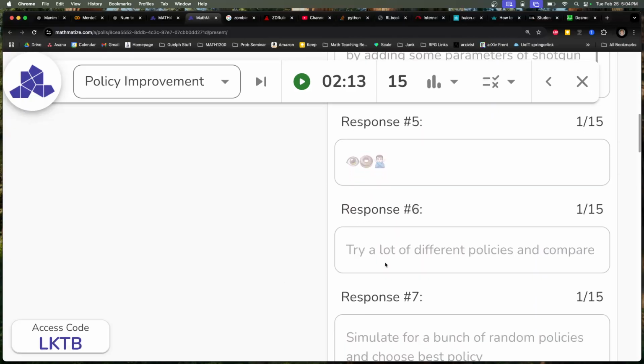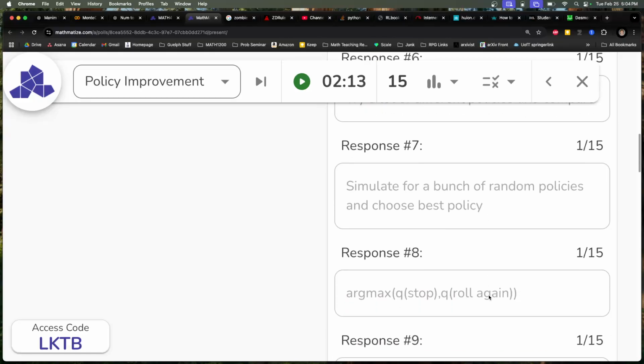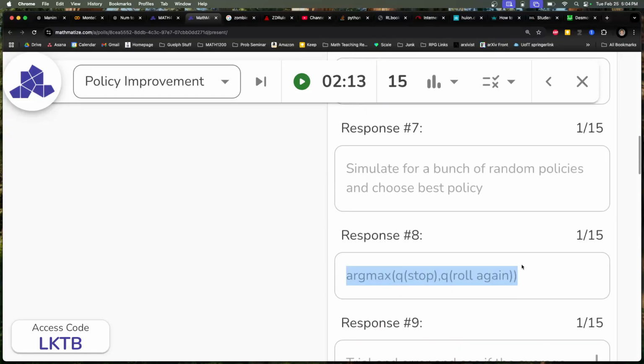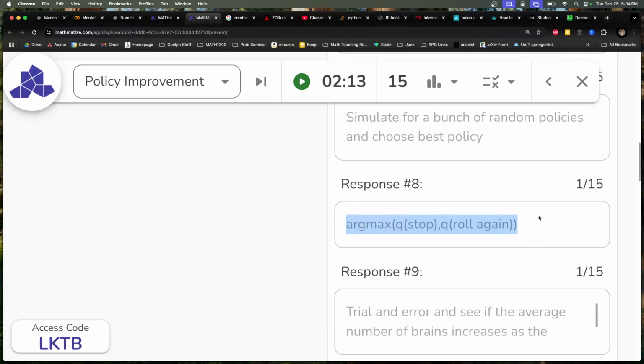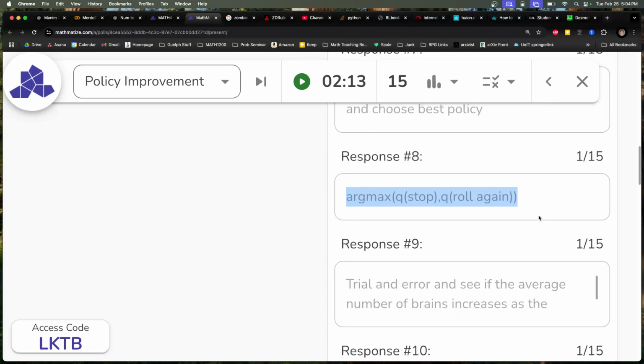Try lots of different policies. Simulate a bunch of policies. Okay, this is nice. This is a very specific thing of what to do. If you remember, in the Bellman equation, the optimal policy is the maximum of the Q stop and the Q roll again. So what we're going to do is evaluate the Q, and then try to do this kind of maximum thing to improve the policy. So this is the right kind of thing. You'll see that it's not as easy as it sounds.